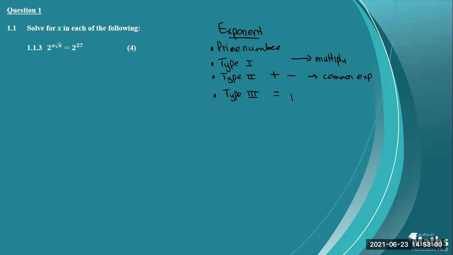With type 3, you take the x's to the left side. Take the x's to the left side. And then you try and make the bases the same and then you can drop them. Or you try and make the exponents the same and then you can drop them. So if you look at this one, we sit with a 2 to the power of is equal to 2 to the power. So it means my bases are the same, so I can drop them. So now we can just write x times square root of x, which is equal to 27.